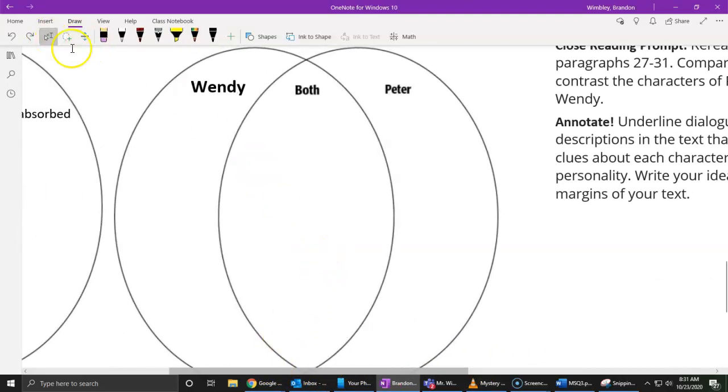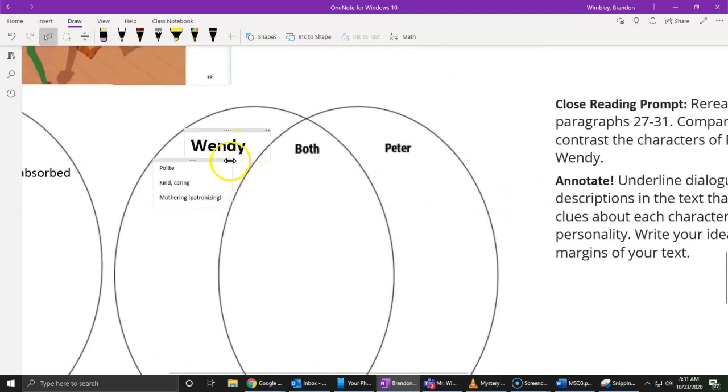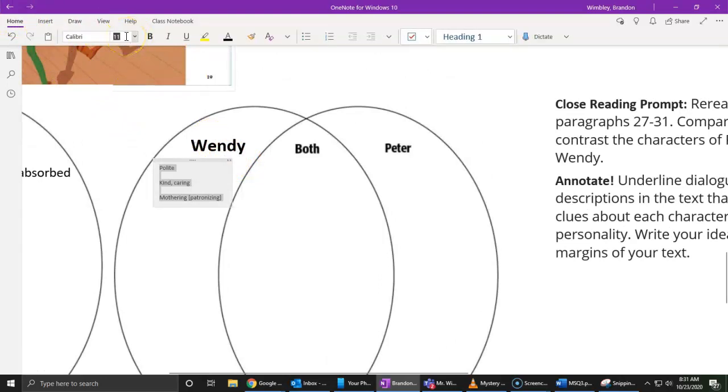So let's fill out our graphic organizer right here. All right. So Wendy, what do we have for Wendy? Well, Wendy, she is polite. She's kind. She has those emotions showing that, hey, I want to try and help. And what else do we have? She's mothering, which came from that word. I'm going to put it in here because I like it. Patronizing. But I like it better when I spell it correctly. Saying, hey, this is what you should be doing. Kind of, how did you not know that? Now let's increase it so we can see it all better.